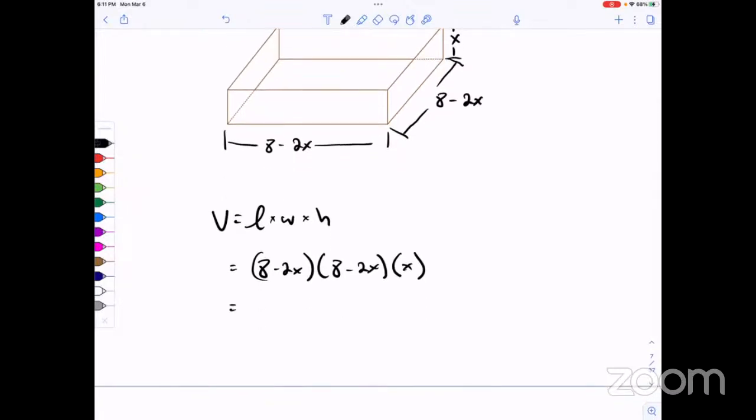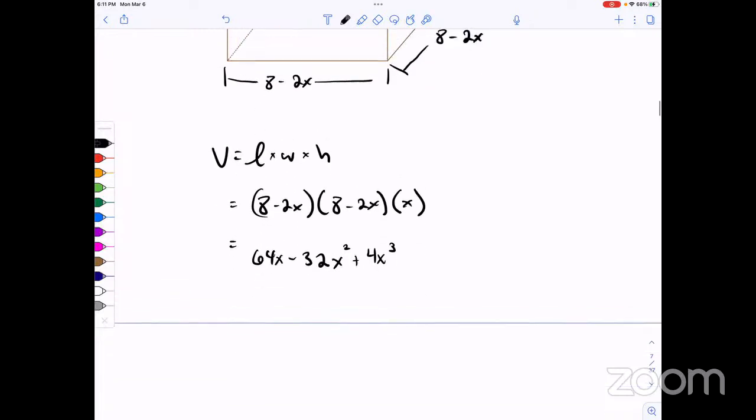So if we FOIL, 64, 16 plus 16 is a negative 32x plus 4x squared. But then we also need to distribute the x. And so basically this is going to become an x squared, and this is going to become cubed. Okay, if we distribute that second x, okay? So here's an expression for our volume. So then in order to, and I'll just kind of work over here for right now.